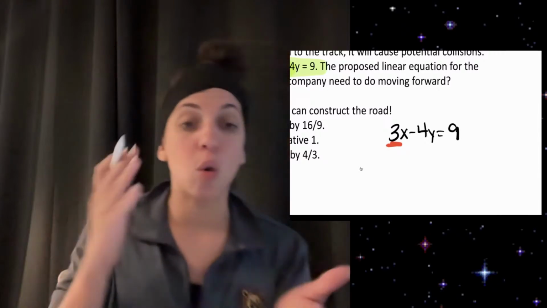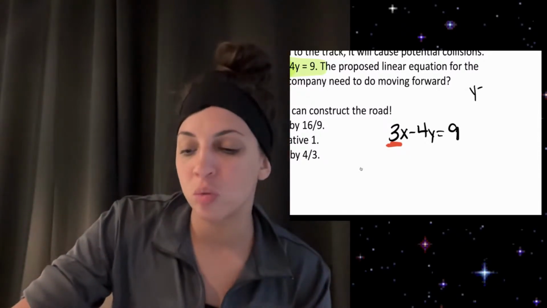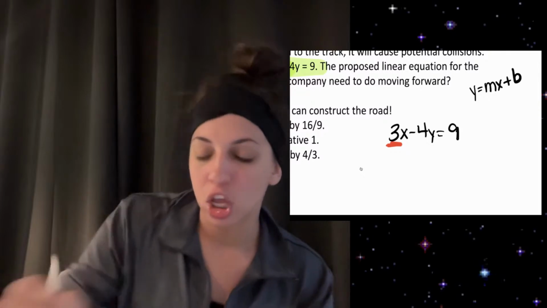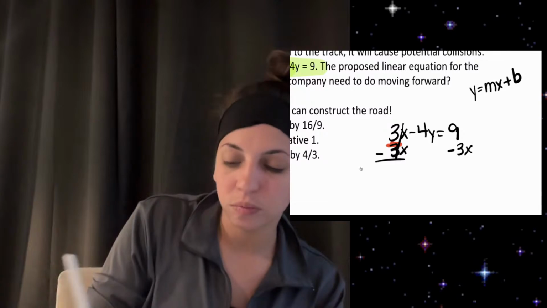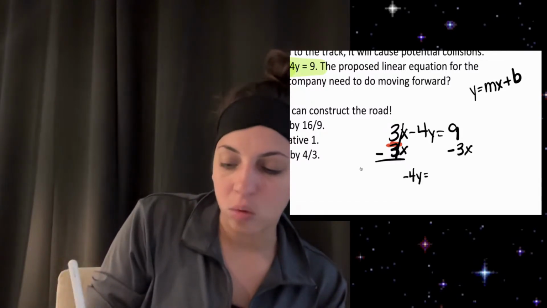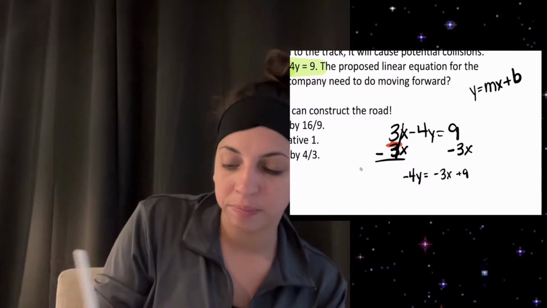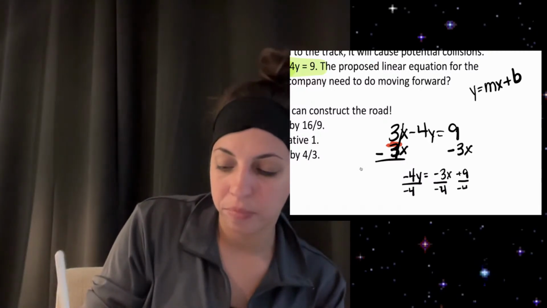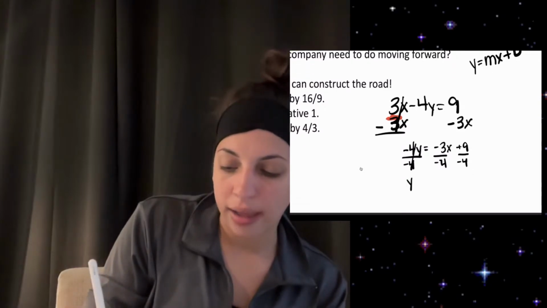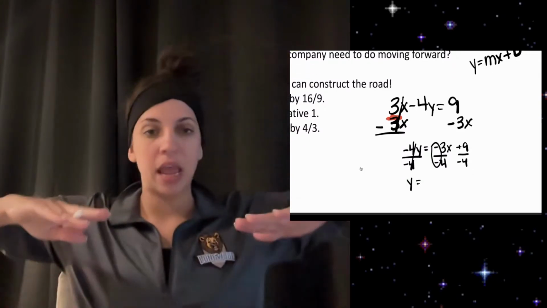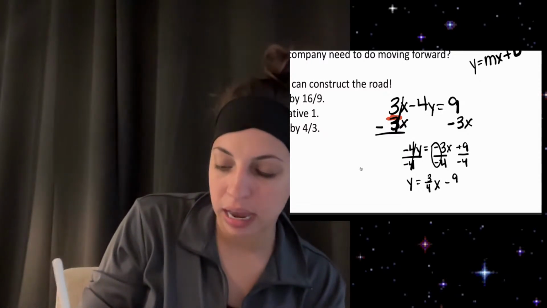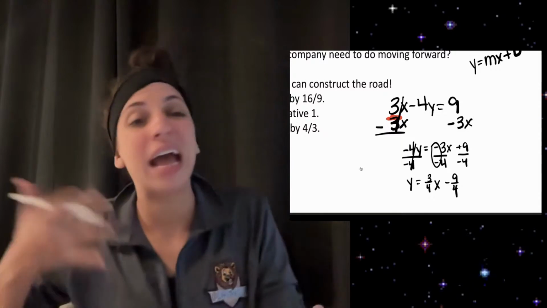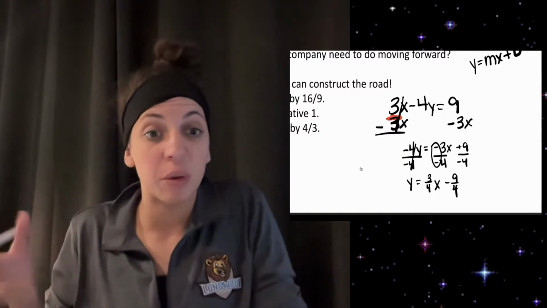So I need to get the y by itself because slope-intercept form is y equals mx plus b. So I need to subtract the 3x from both sides. -4y equals -3x plus 9. Divide everything by -4. And I'm left with y equals, negative divided by a negative is a whoosh, positive 3/4 x minus 9/4. Don't be afraid of fractions, y'all. They're not scary, I promise. They're just numbers like everyone else.